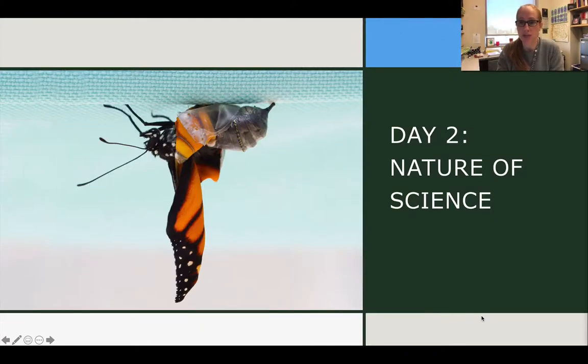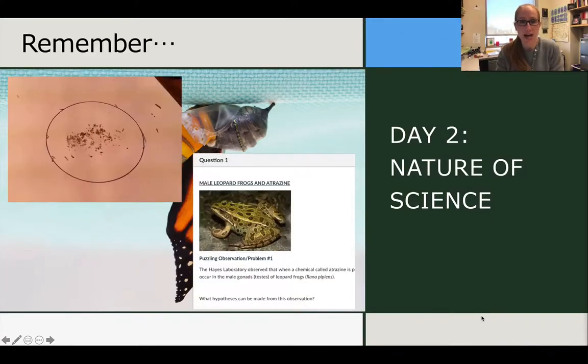Okay, so for day 2, it was the nature of science. If you remember in the exploratory activities, you did the termite activity. And so if you watched the videos, we drew this line with a pen, we put the termites on, and then they followed the line, which was very puzzling. And then we did a bunch of experiments to try to figure that out. And through that experience, you sort of learned what the whole process of scientific inquiry was. And then in the homework, you got a bunch of different examples like the leopard frogs and atrazine, and had to walk through what's a hypothesis, what's a prediction, what are your variables, etc.